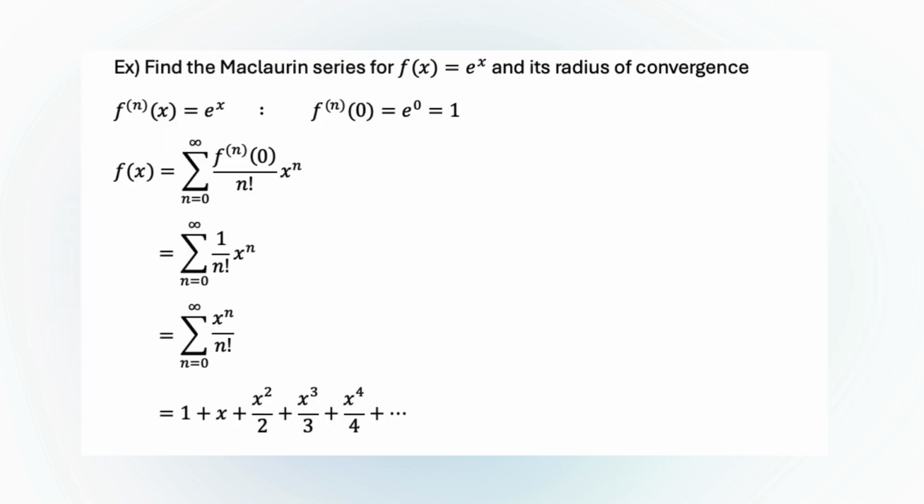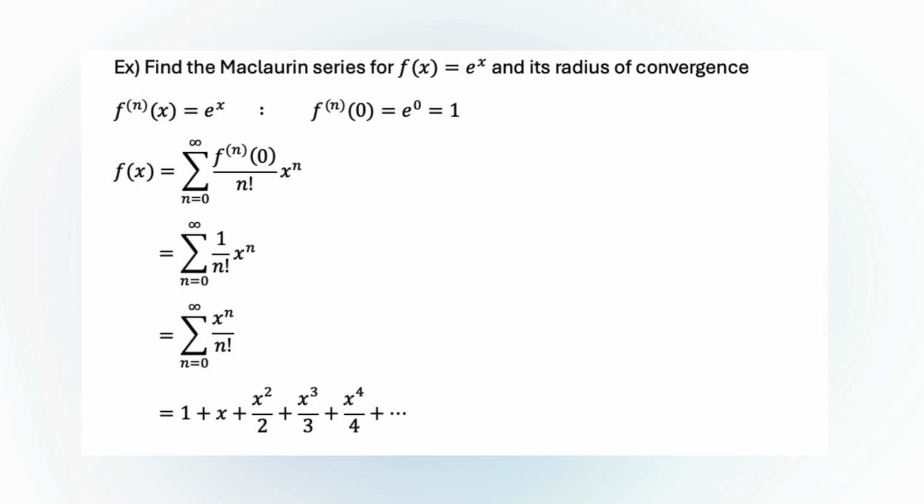Let's find the Maclaurin series for e to the x and figure out its radius of convergence. We start by noting that all derivatives of e to the x are just e to the x. And since e to the 0 equals 1, that means every derivative at 0 is also just 1. Using the Maclaurin series formula, we plug in those values.